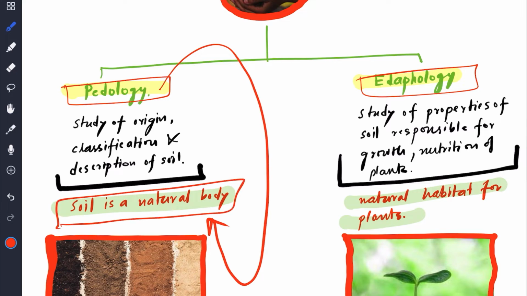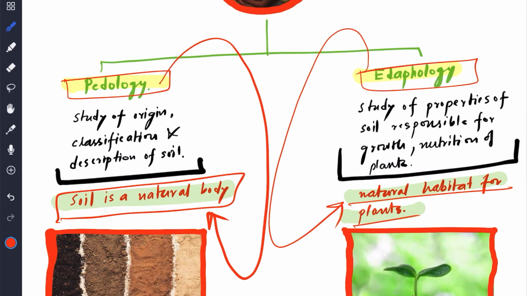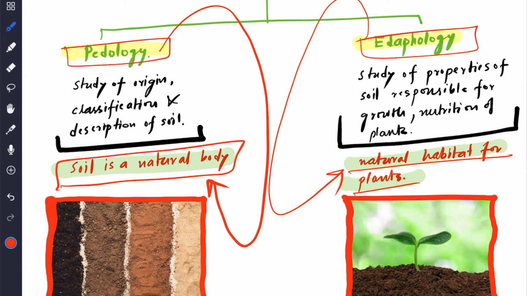On the other hand, if we talk about edaphology, the philosophy behind it is that it is the study of the properties of soil which are directly related to the crop growing in the field. That means we will discuss those soil properties which are directly linked with the growth and nutrition of the plant. And according to this philosophy, soil is nothing but the natural habitat for plants. That's the difference between these philosophies, and that's why these 2 concepts were born. So you can see this is the study of soil, and this is the study of soil properties which allow the crop to grow in a healthy way.